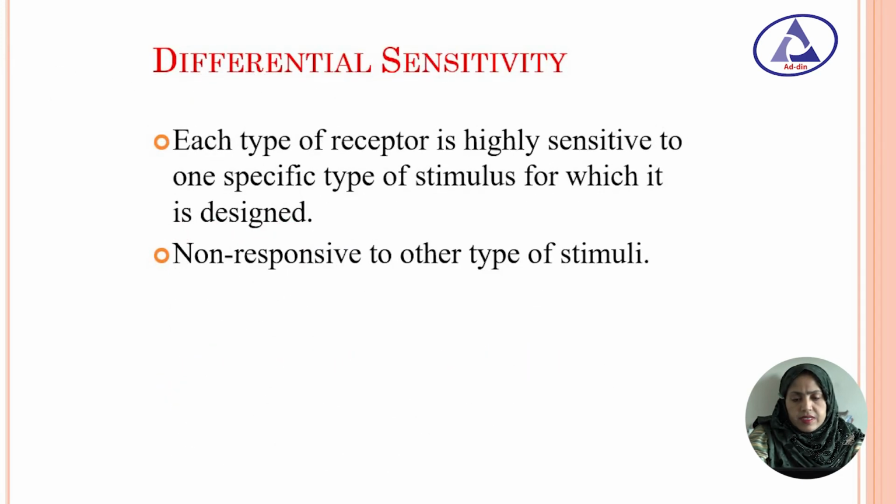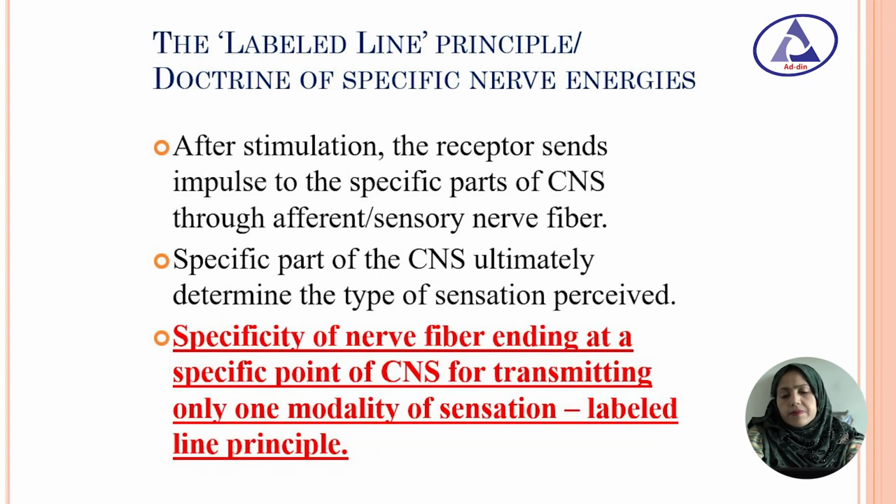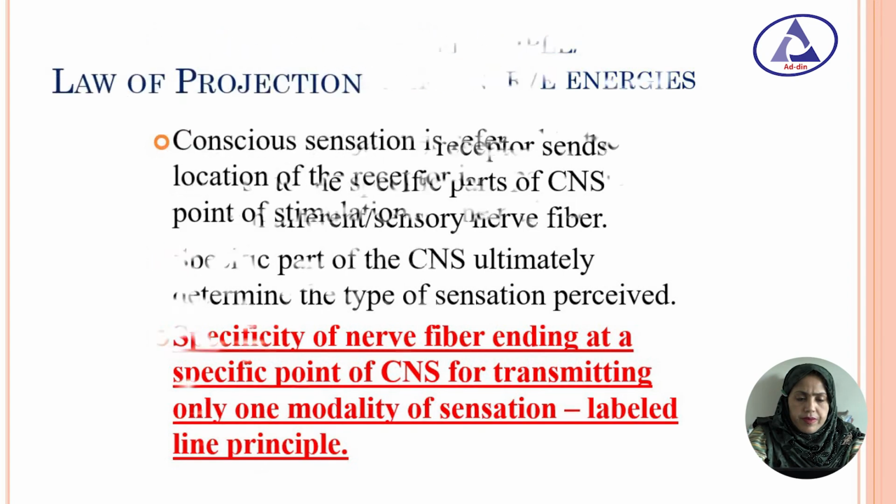And then differential sensitivity. What is the differential sensitivity? Each type of receptor is highly sensitive to one type of specific stimulus for which it is designed, and non-responsive to other types of stimuli. And labeled line principle or doctrine of specific nerve energies. Specificity of the nerve fiber ending at a specific point is stimulus for transmitting only one modality of sensation. It is called the labeled line principle.